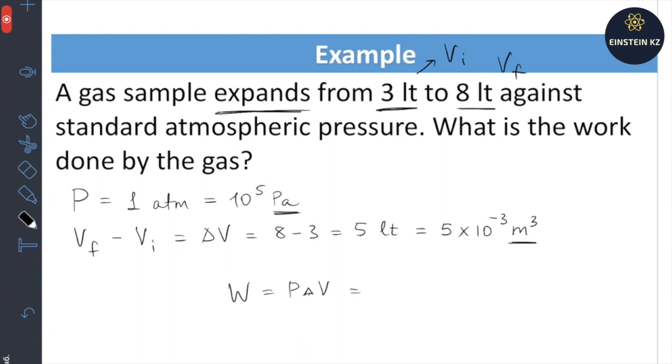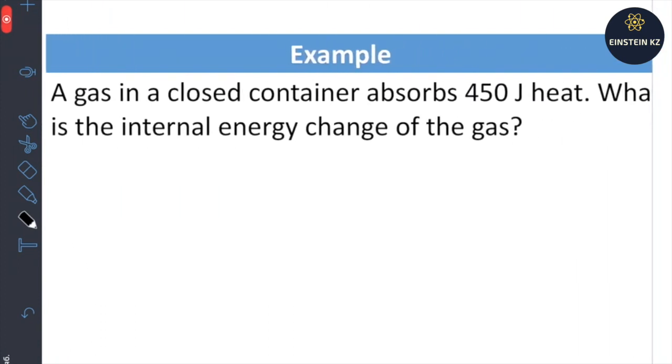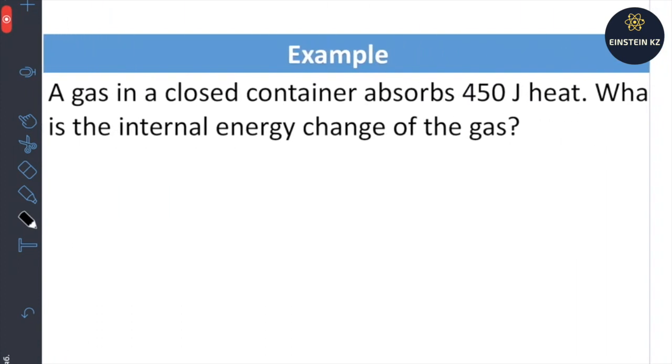So we just substitute the numbers, 10 to the power of 5 times 5 times 10 to the power of minus 3. So here minus 3 and 5, they give 2. So we have finally 5 times 10 to the power of 2 joules, which is equal to 500 joules. Okay, that's it.